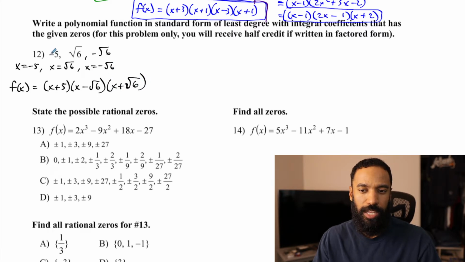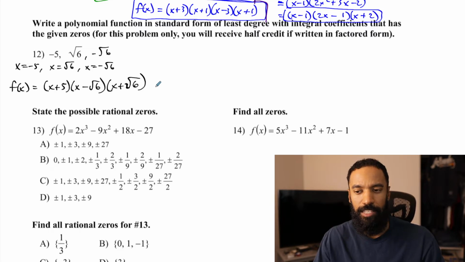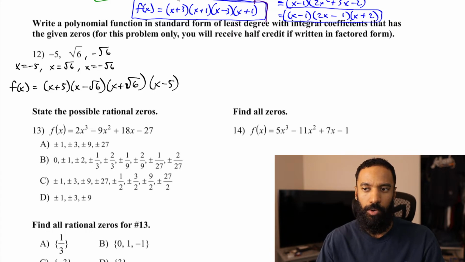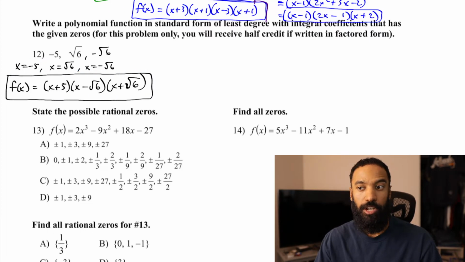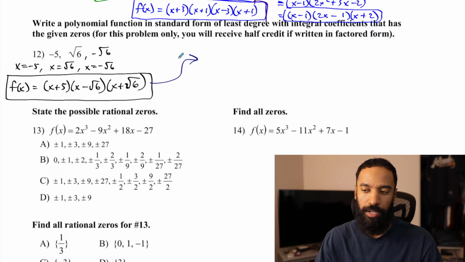Now, you don't need a conjugate of positive root 5, and in fact, if you added x minus 5 as a thing, then you didn't make it of least degree. You just made a quartic when you could have just had a cubic. So this is a great factored form answer right there. And if you want standard form, then you have to expand everything out right here. So standard form, or expanded.